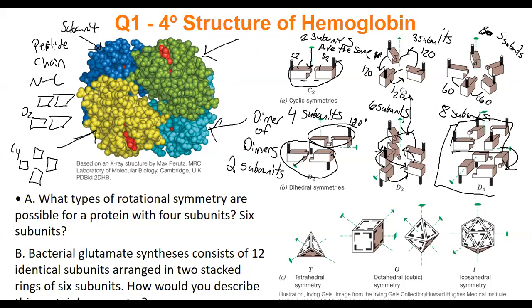But yeah, multiply the D number by 2, right? That is the basics of how multiple subunits come together. If they're identical, they have to have symmetry. Otherwise, they won't fit with each other.